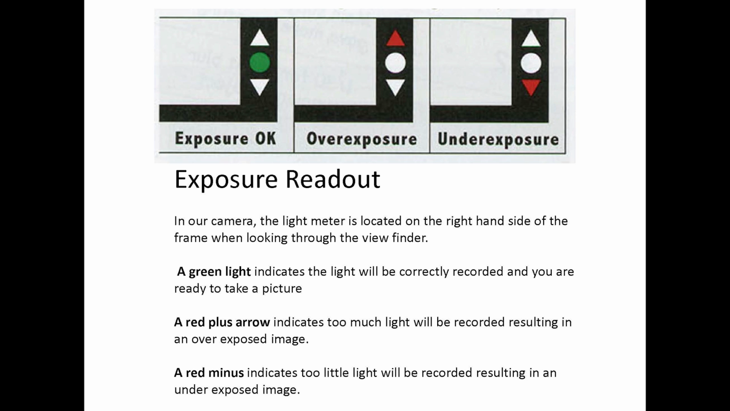If you have a green dot, that means you have the correct amount of light. You're ready to take the picture. If you have a red minus, that means there's too little light and your picture is going to be underexposed. So again, green dot means go. Red plus means too much light, and your picture will be overexposed. Red minus, too little light, your picture will be underexposed.